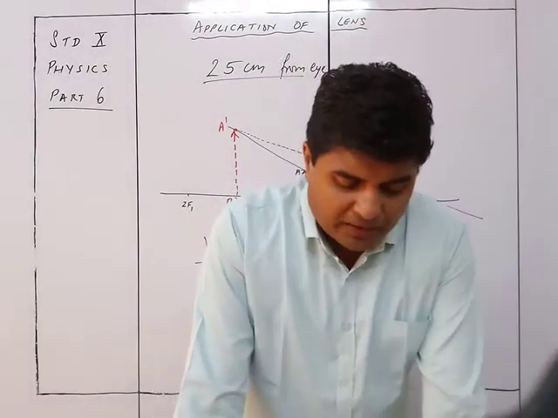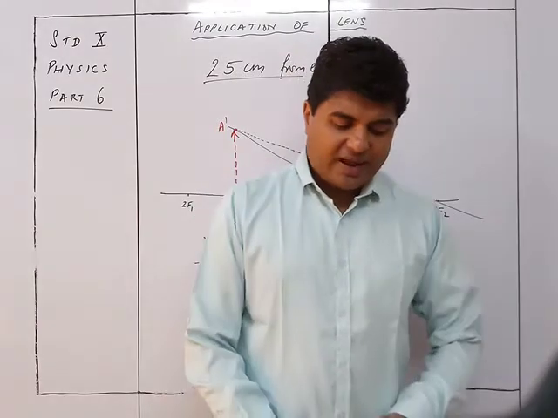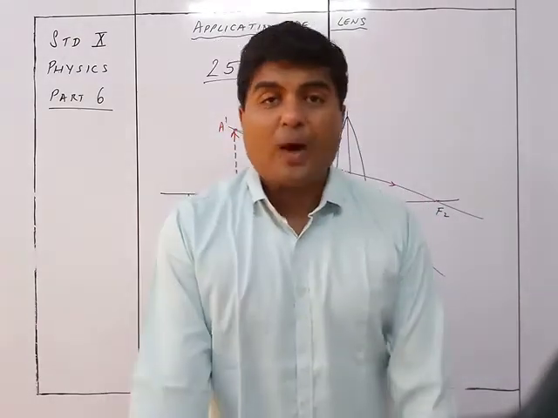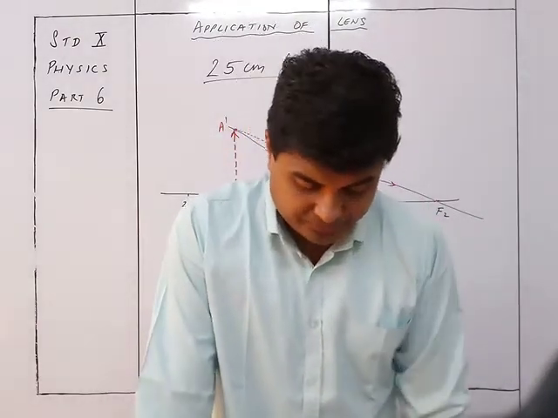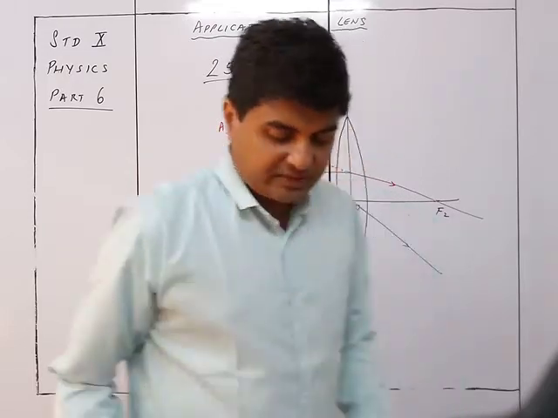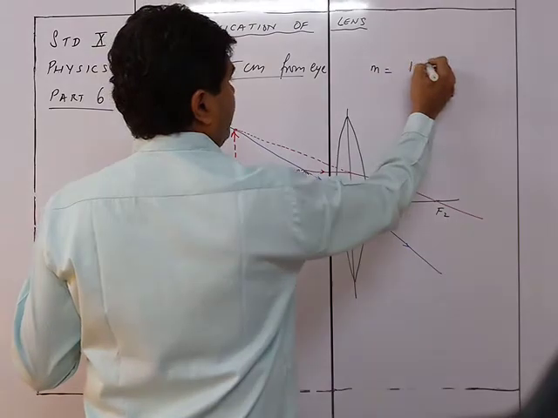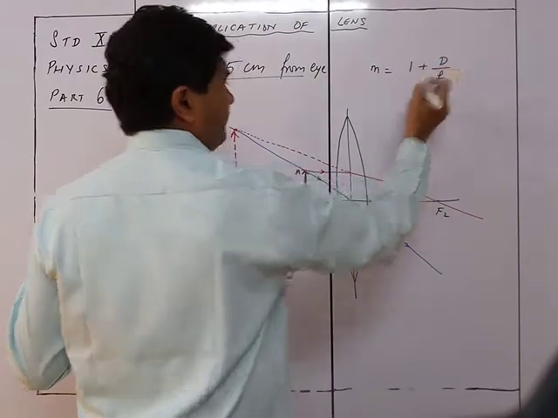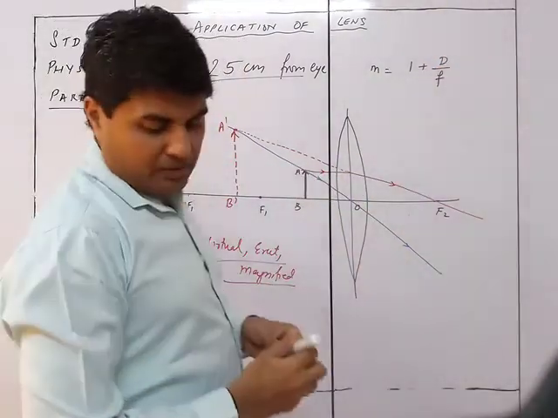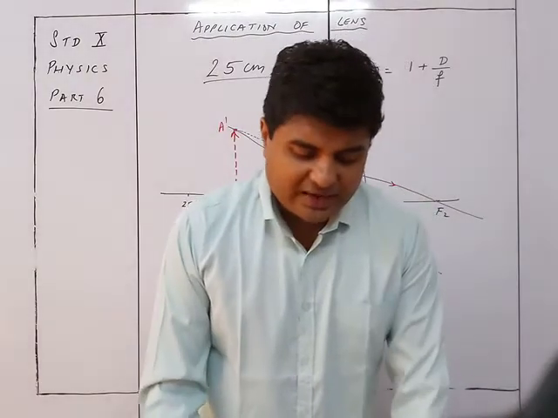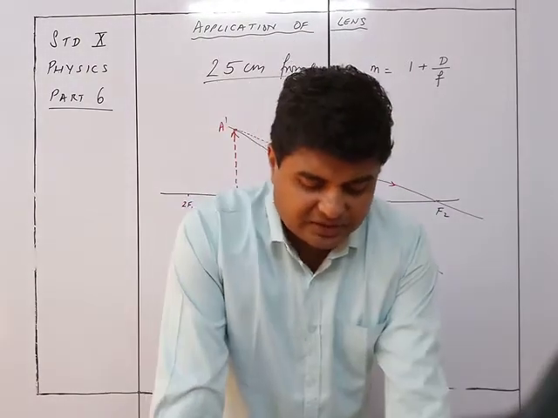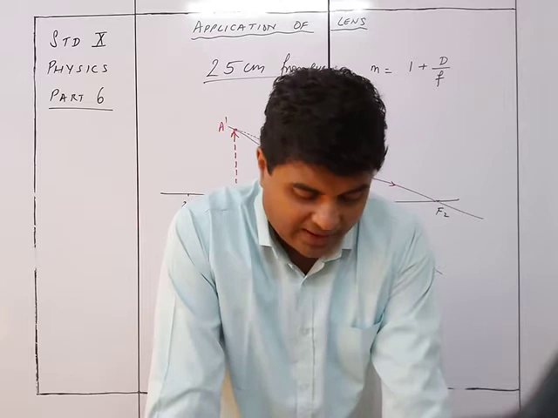What is the magnifying power? The magnifying power of a simple microscope is given as m is equal to 1 plus d upon f. This is the magnifying power, where f is the focal length of the lens and d is the least distance of distinct vision, 25 centimeters for the normal eye.